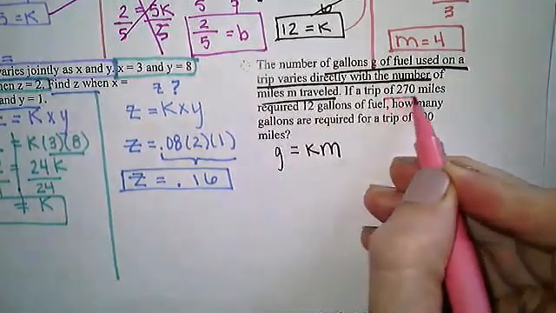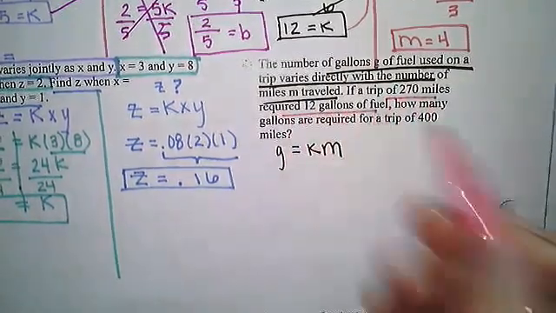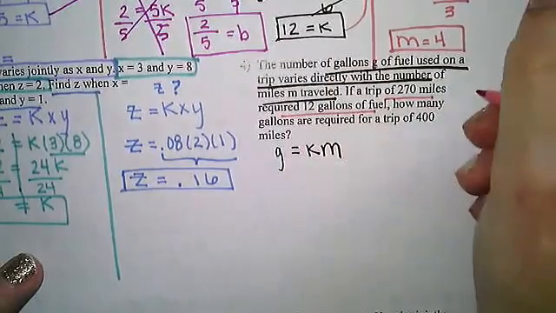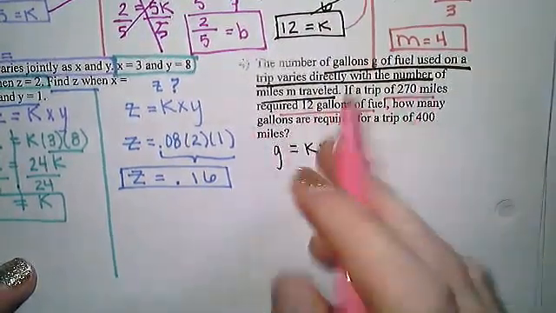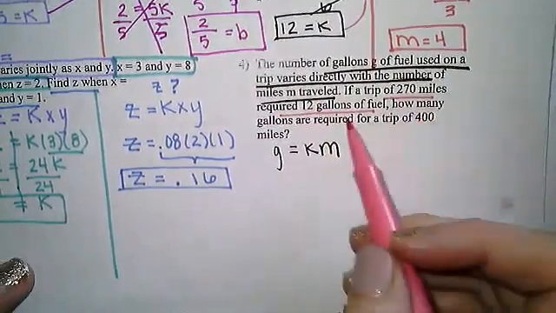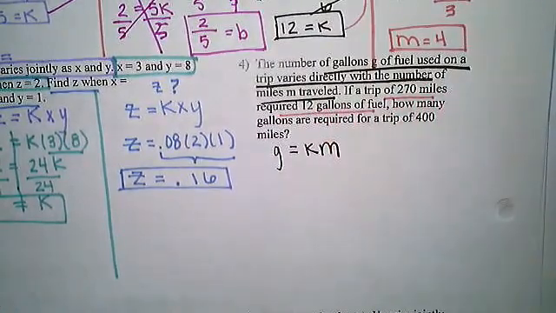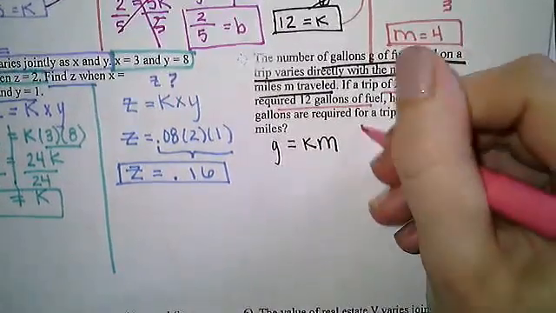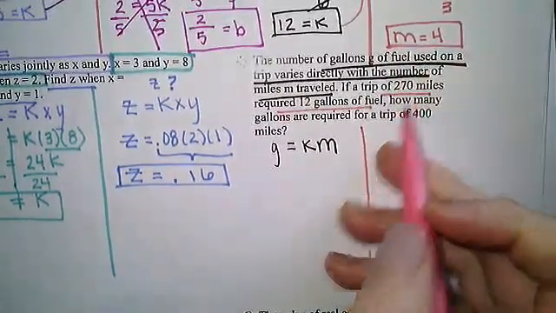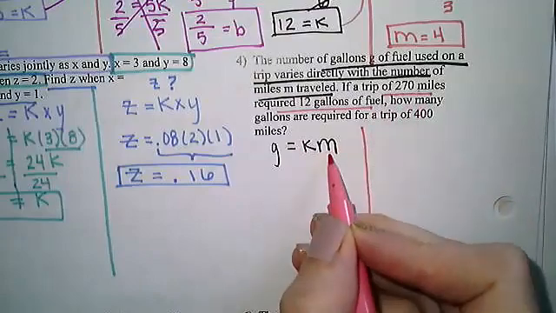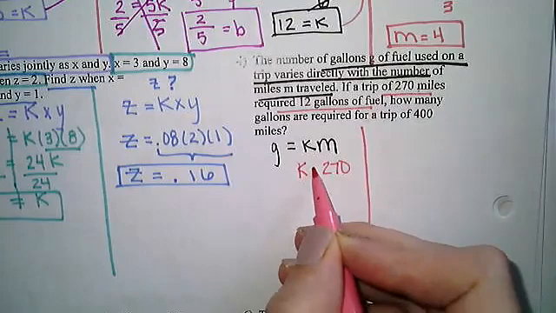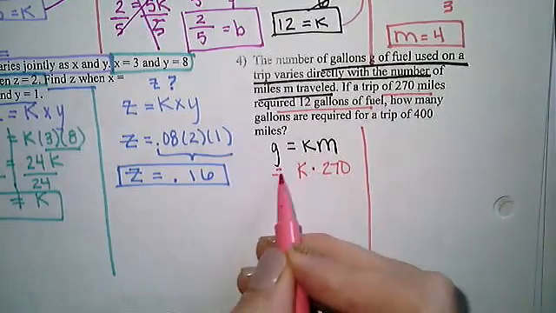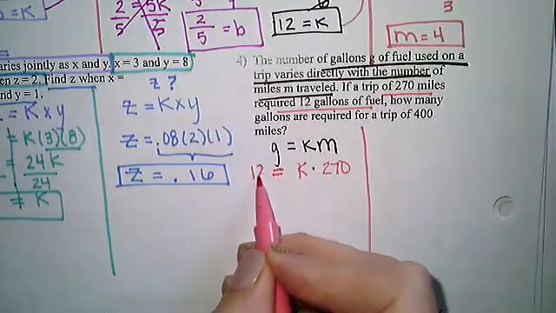If a trip of 270 miles required 12 gallons of fuel, so those are the first two numbers, how many gallons are required for a trip of 400? So you're going to use these first two key pieces of information to solve for K for our first part. So 270 miles, that would be plugged in for M, K times 270, used 12 gallons of fuel.